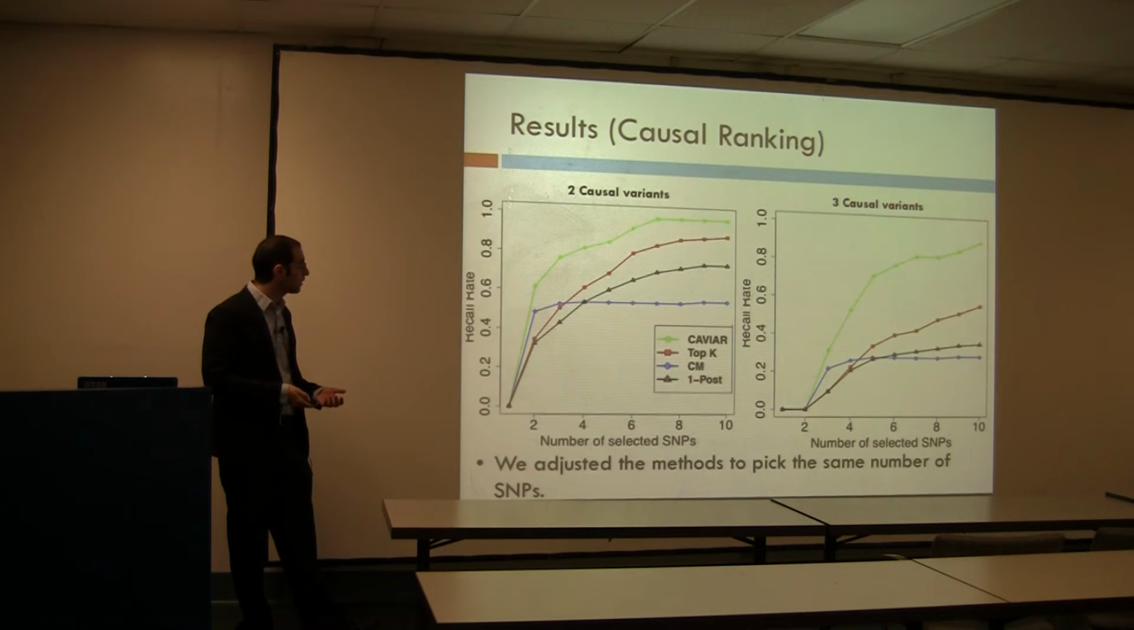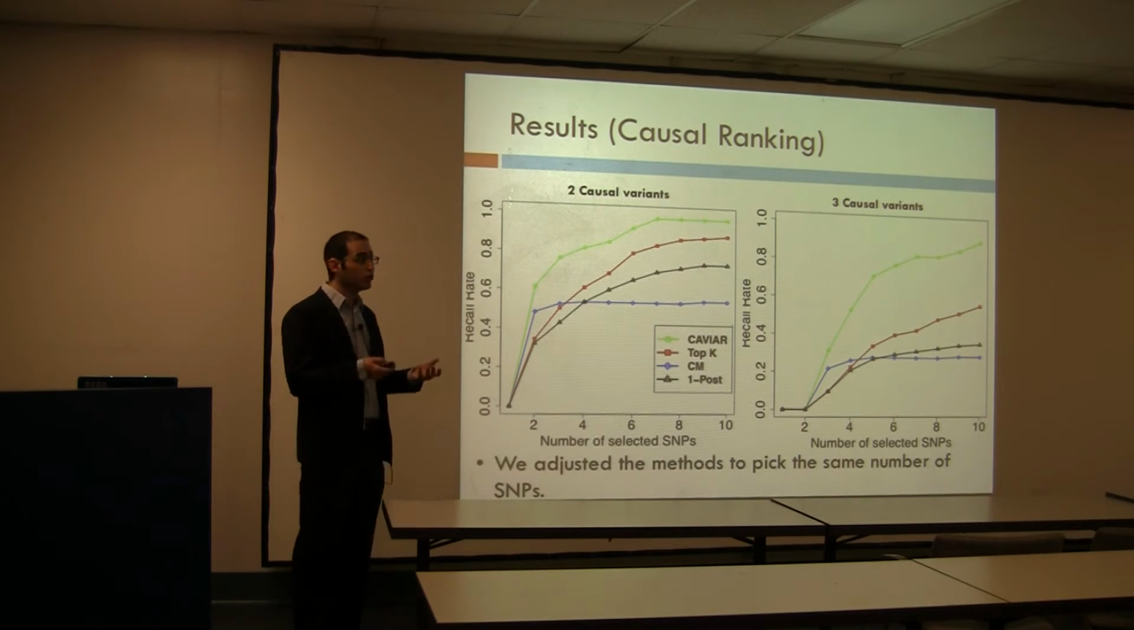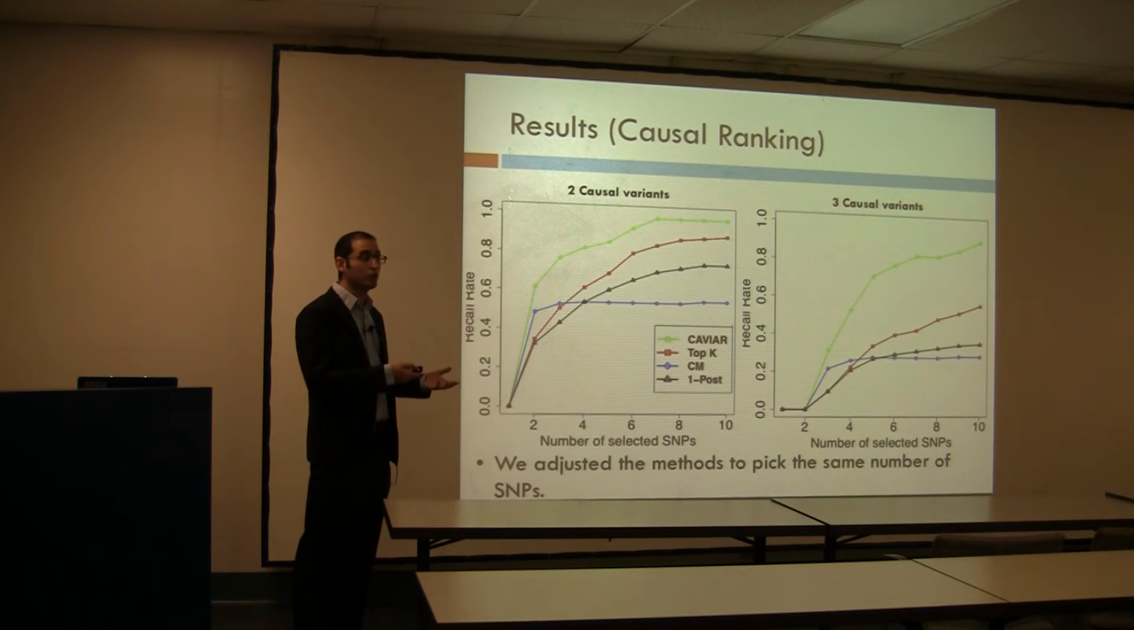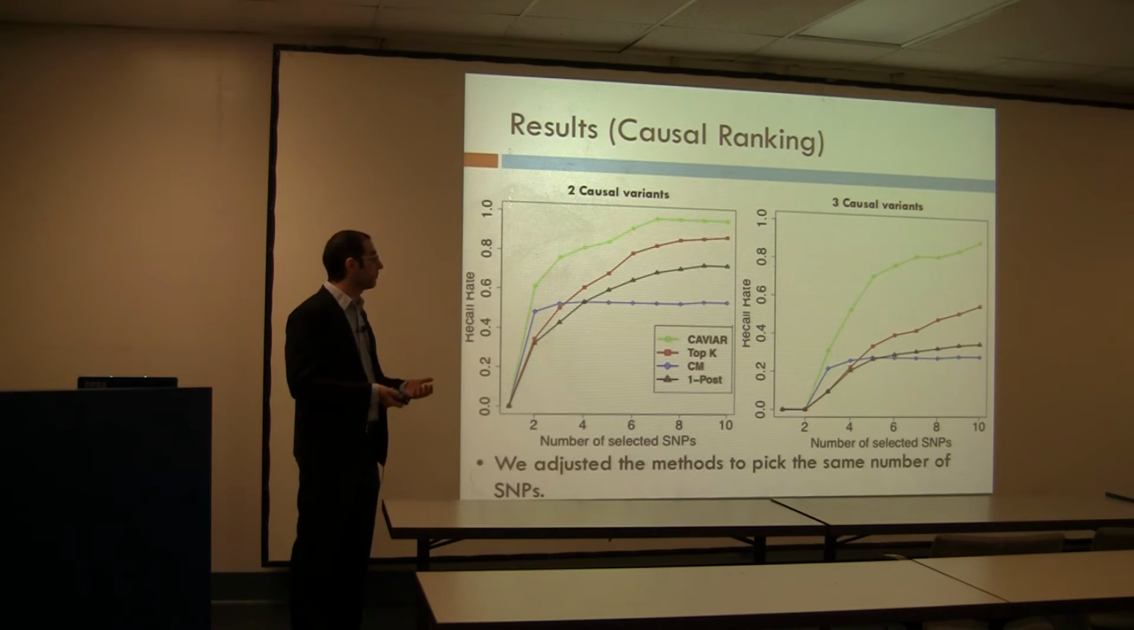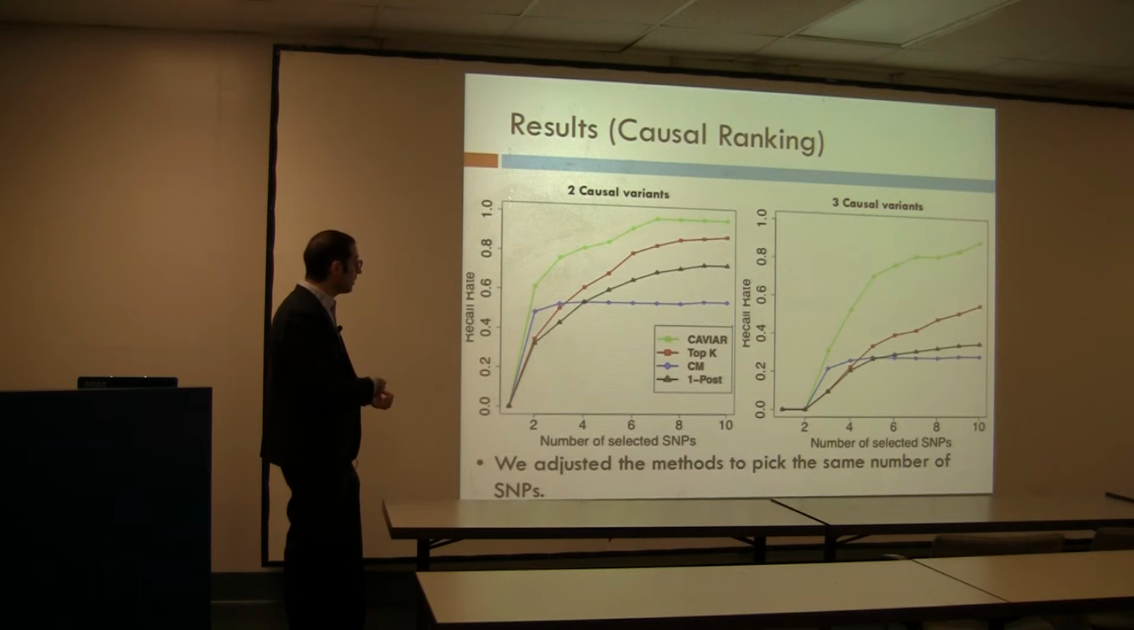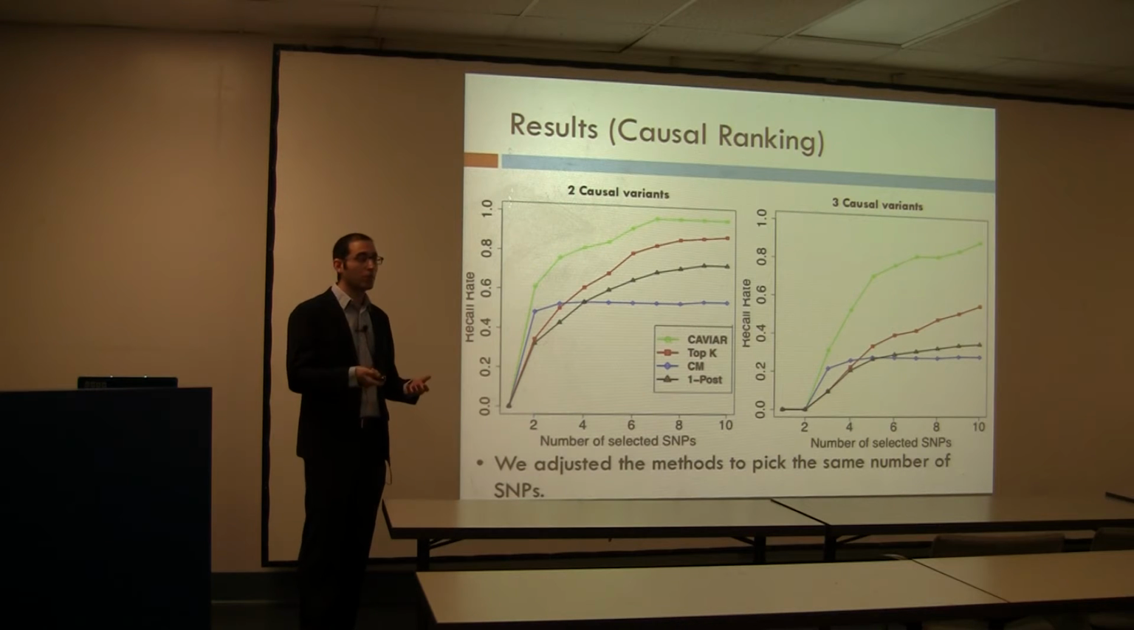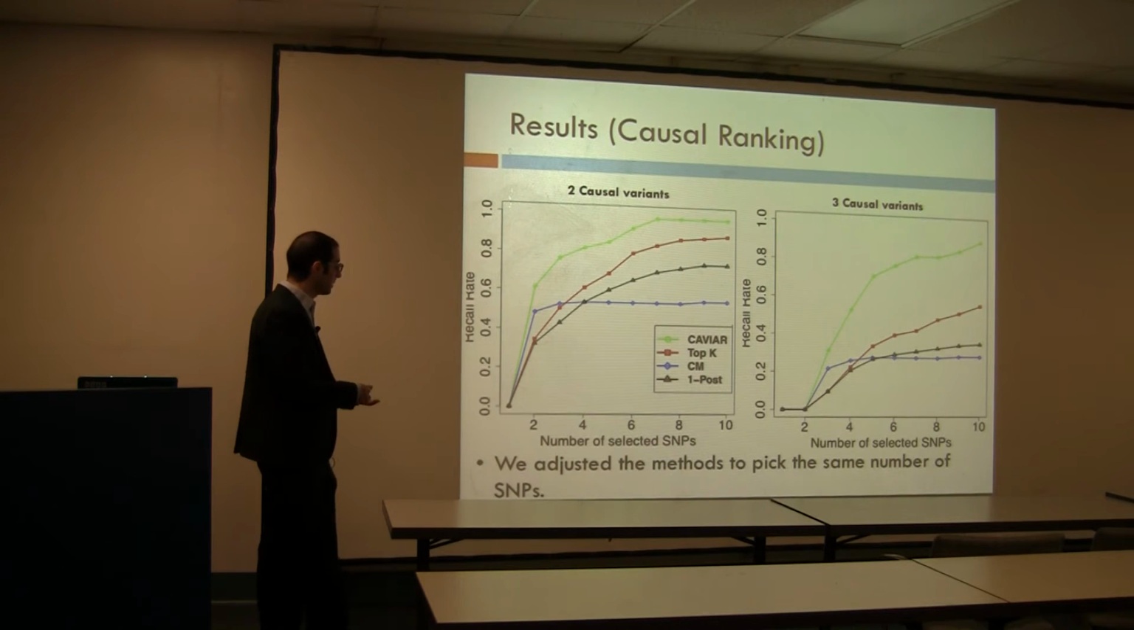causal variant. So we compare it with this method, and we generate simulated data, and we implanted two or three causal variants. I'm just showing these two results to you guys. There are more results in the paper. And what we did is that we allow each method to pick a certain number of causal variants. So we allow each method to pick, for example, two causal variants, and we compute the recall rate.